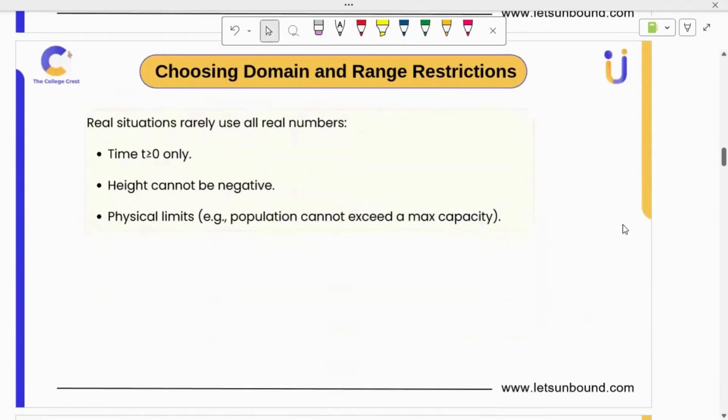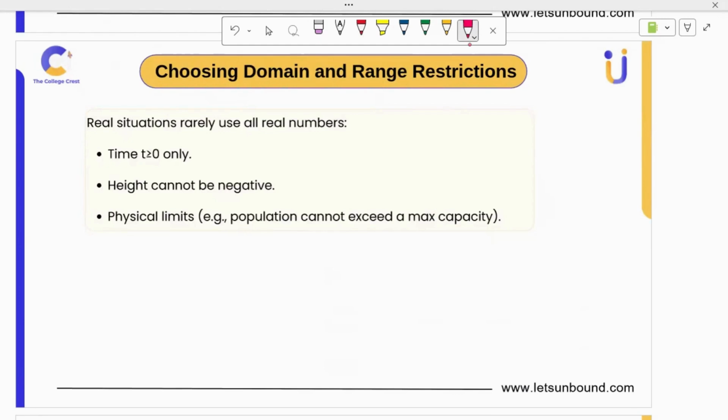Now, choosing domain and range restrictions will come under assumption articulation. We will say why this model makes sense here, and some constraints we should look at, mainly domain and range. Real-life situations rarely use all real numbers. Even if it's quadratic, we know the domain is negative infinity to infinity in math, but in real life, it's not. If time is the variable, it must be greater than or equal to 0. Height cannot be negative. Sometimes, say a submarine coming above water, it can go below, so negative is possible there. But mostly, height cannot be negative.